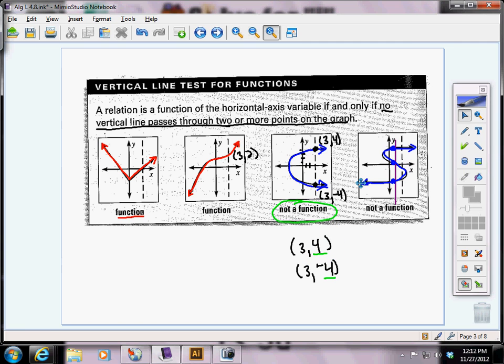So the vertical line test is just a quick way to look at a graph and know whether the graph is a function or not. If it only hits one spot on the graph at any point, it's a function. But if it hits 2 or more, then it's no longer a function.